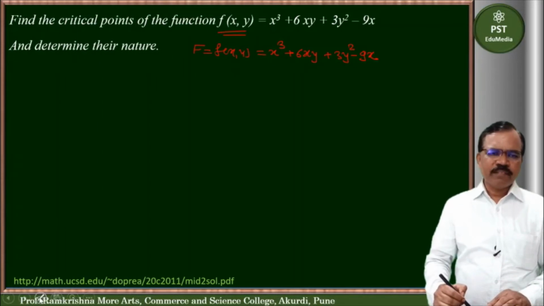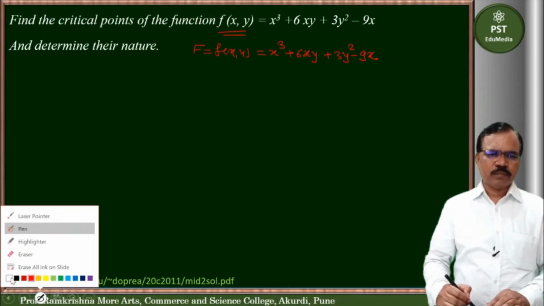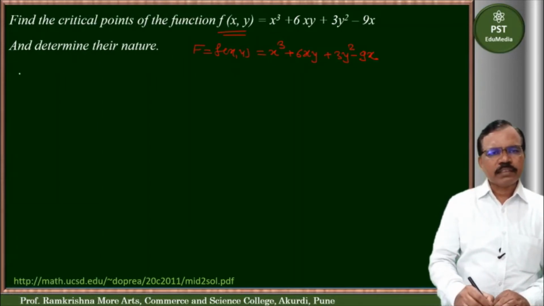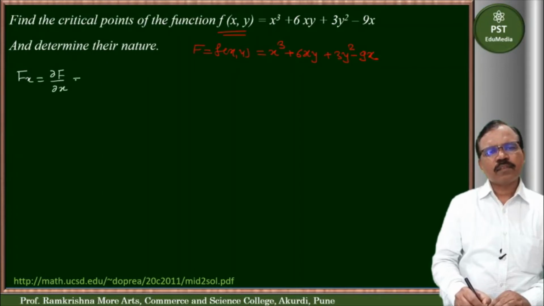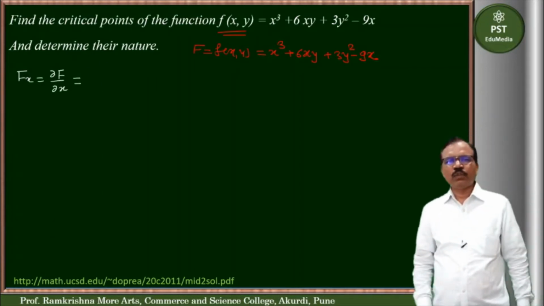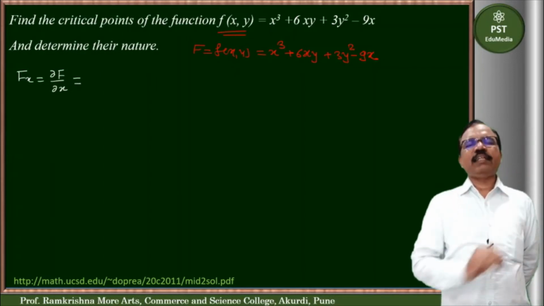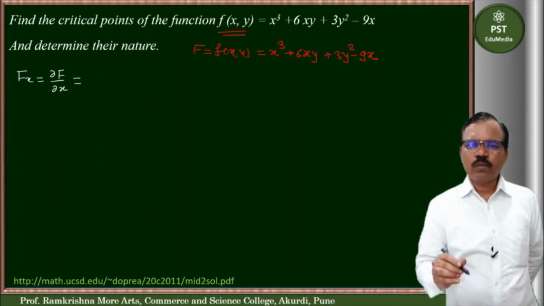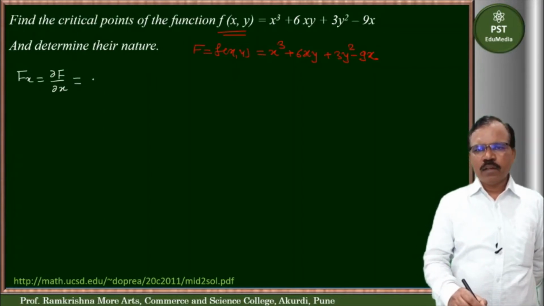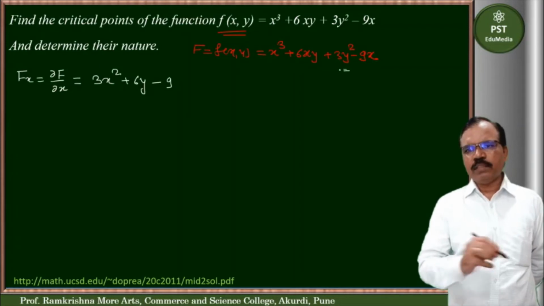So we have to find first order derivatives. Let us take fx. Fx is dabba f by dabba x. Now we take x cube plus 6xy plus 3y square minus 9x and differentiate partially with respect to x. y is constant for this. So we will get 3x square plus 6y minus 9. Here the derivative of the last term is 0.